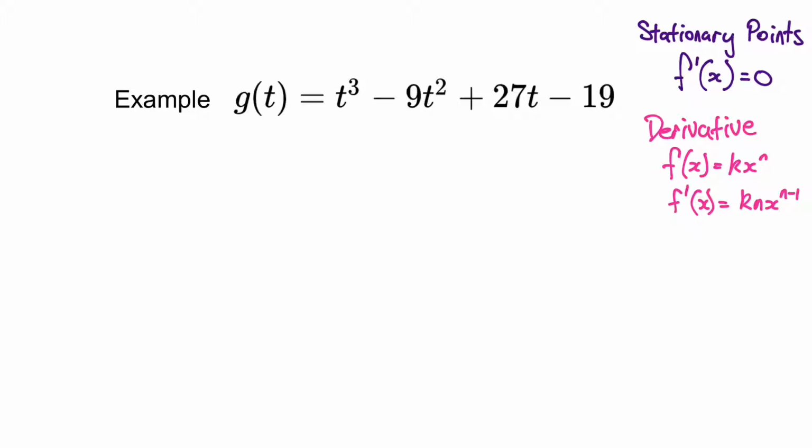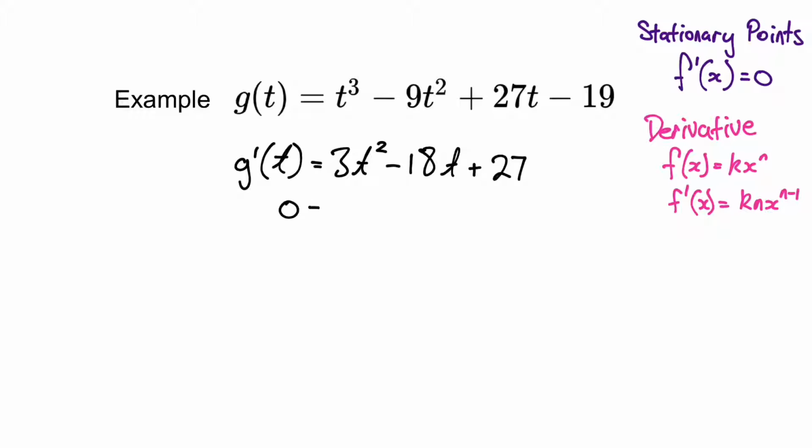So now we're going to find our derivative, our g prime of t, which is going to be equal to 3t squared minus 18t plus 27. And remember, the 19 at the end here just disappears because it doesn't have a function of t. To find a stationary point, we need to solve when this is equal to 0. So 0 equals 3t squared minus 18t plus 27.